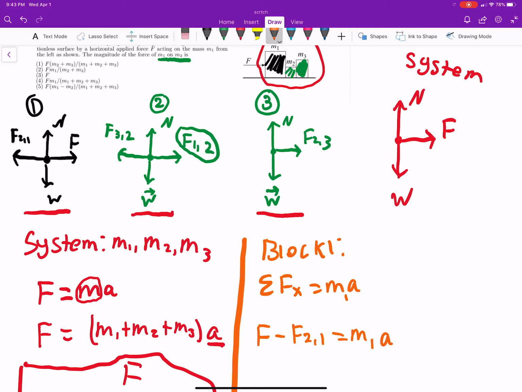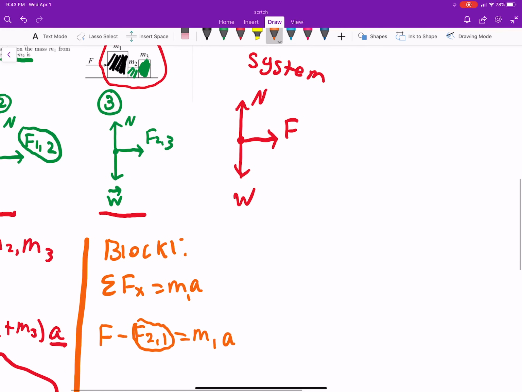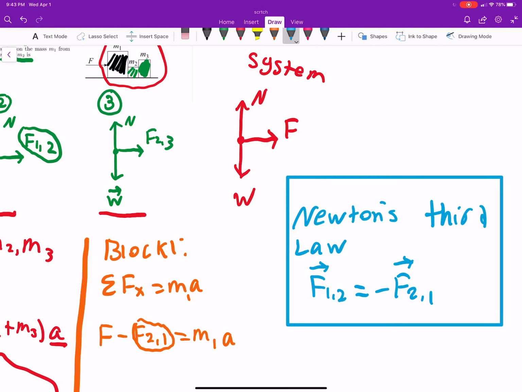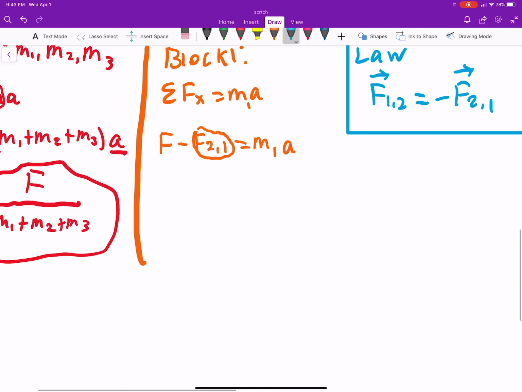Now, let's first talk about F2 onto 1. We're going to need to remember Newton's third law, which just says your forces all come in pairs. So the force of 1 onto 2 is equal to minus the force of 2 onto 1. Let's box that. We really haven't had to use a whole lot of Newton's third law to solve a problem before. Well, now we're going to need to do that.